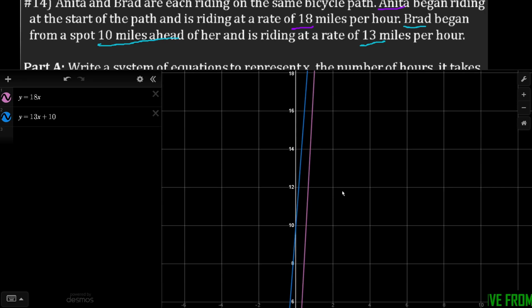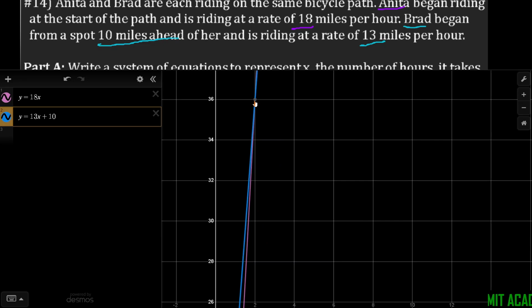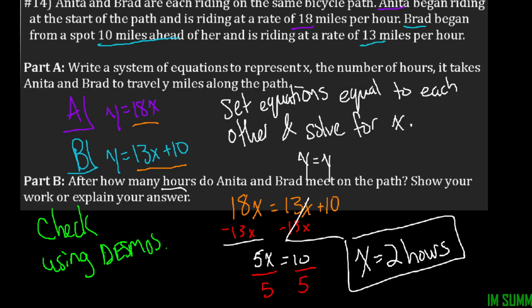So try to find where those two lines intersect. Again, be able to find where they cross. And you should be able to click on a point. And if you notice, that value is (2, 36). So again, that's an ordered pair, but we're looking for just the x value. So it's going to be just that point. So always make sure you can check when you have those equations. Always make sure you can graph them out.